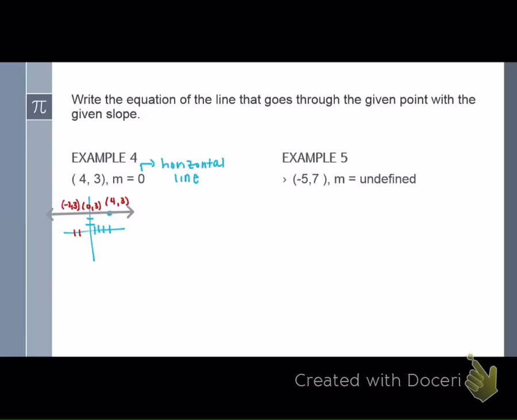3, and 3 is in which position, Alexis? X or Y? Y. So what kind of equation is it going to be then if it's repeating in the Y? Think about that. Repeating in the Y means it will be a... Katie?